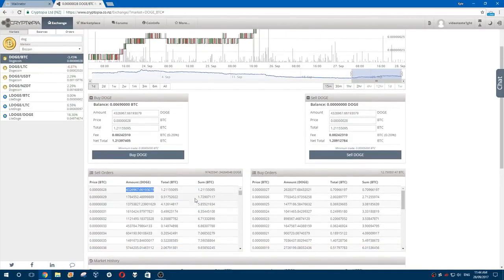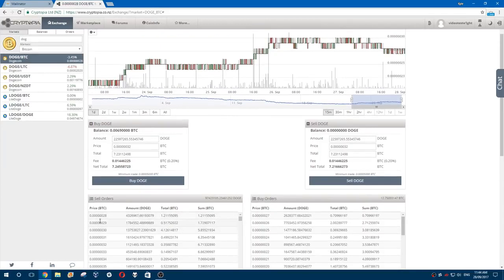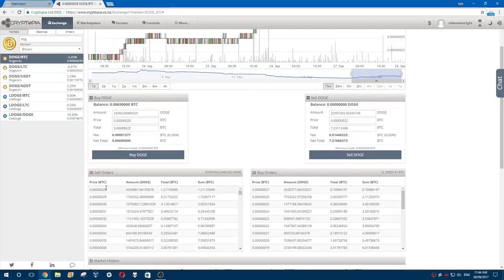The sum is actually, it adds up all of the previous ones. So the sum right here is going to be this one plus this one. The sum right here is going to be this one plus this, all the way back. Okay, so now I'm going to buy Dogecoin at this price just to demonstrate selling. So if I want, I can type in buying at 28 Satoshis, and the amount, I'm just going to use the full amount of Bitcoin that I have. Okay, I'm buying at 28.